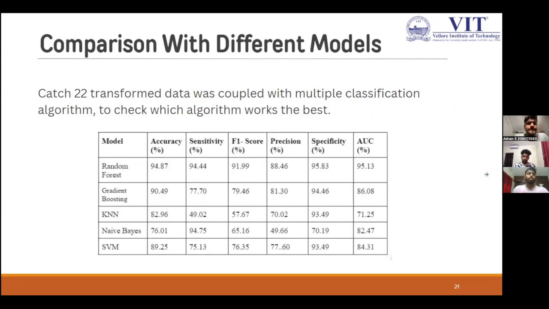Then, after deciding on Cashmere as the most accurate algorithm, we tested which classification algorithm among random forest, gradient boosting, KNN, naive Bayes, and SVM has the best performance. After iterative testing, we found that the accuracy of 94.87% was received with the random forest algorithm, while everything else lagged behind at 90%, 82%, 76%, and 89%.